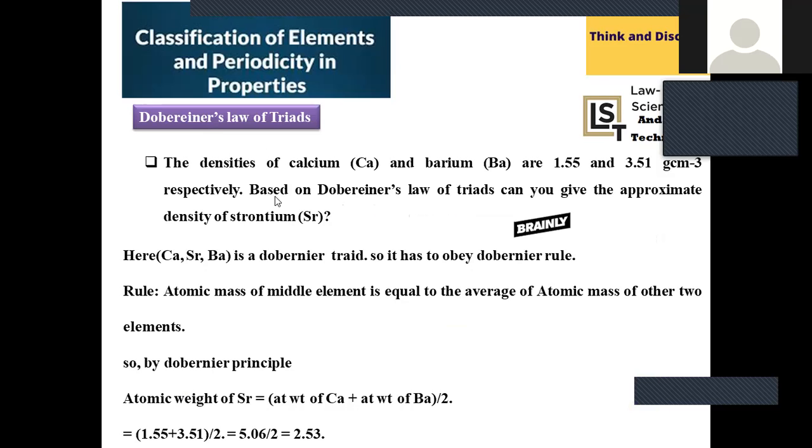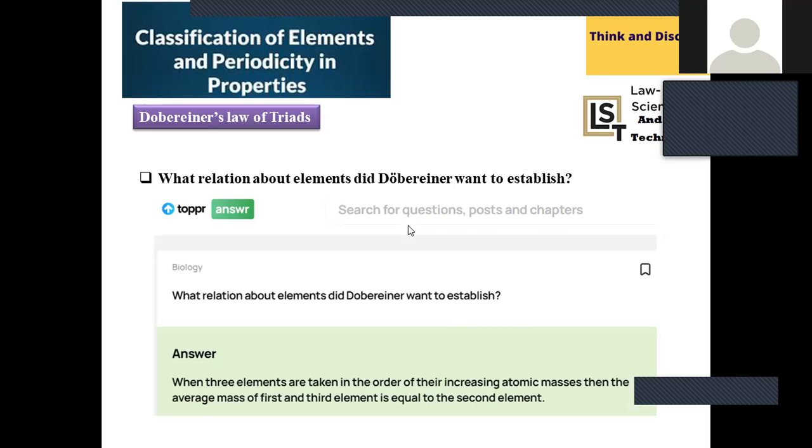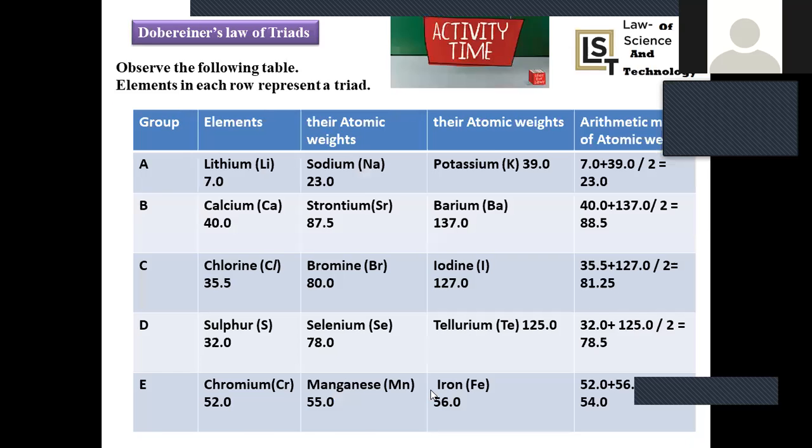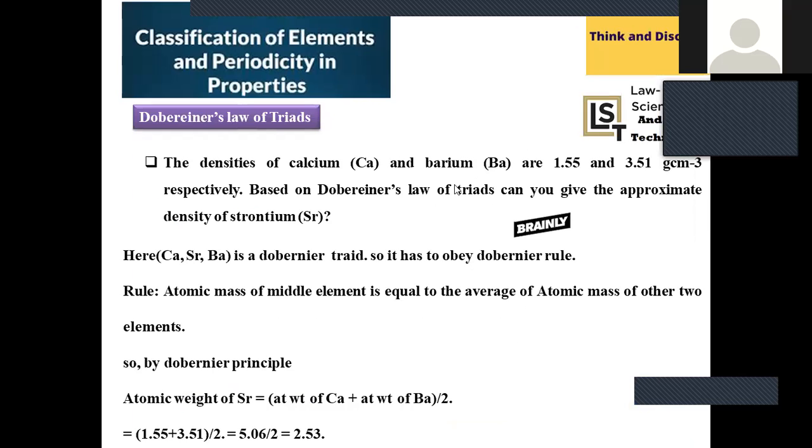Another question based on Dobereiner's law of triads: the densities of calcium and barium. So here, instead of atomic masses, we are regarding their densities. The densities of calcium and barium are 1.55 and 3.51. Why are we taking calcium and barium? Because, going back to our previous session, calcium, strontium, barium, these three are regarded as a triad given by Dobereiner. So instead of atomic masses, we are going to use their density values. Calcium density is 1.55 and barium is 3.51.